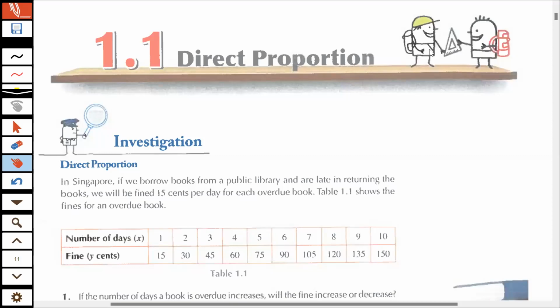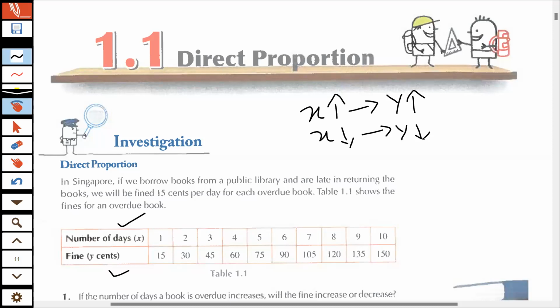So the name of the topic over here is direct proportion. We have two variables. First variable is x, other variable is y. Direct proportion means that when x increases, y also increases. When x decreases, y also decreases.